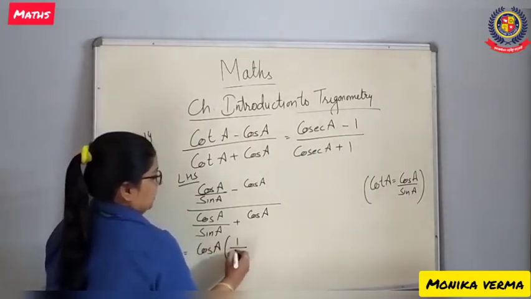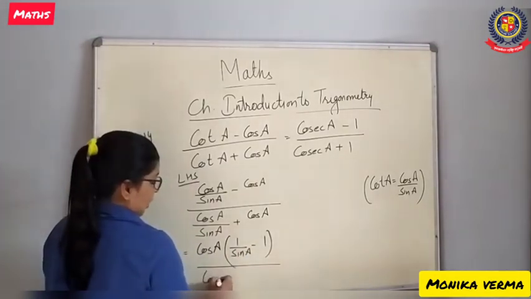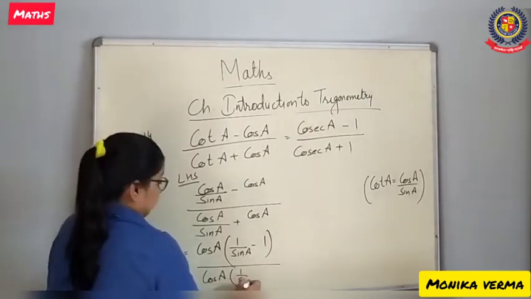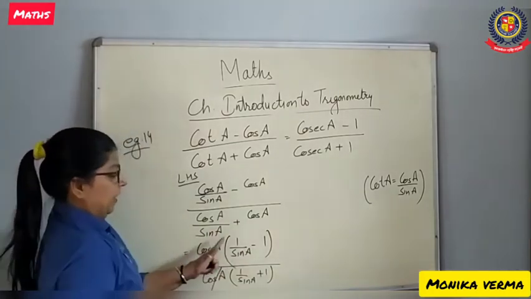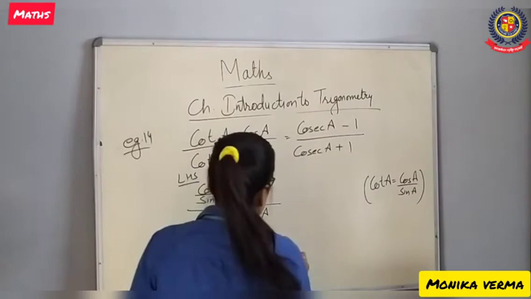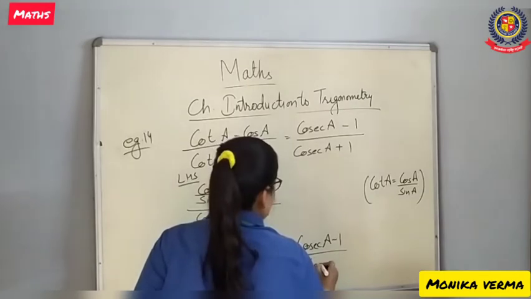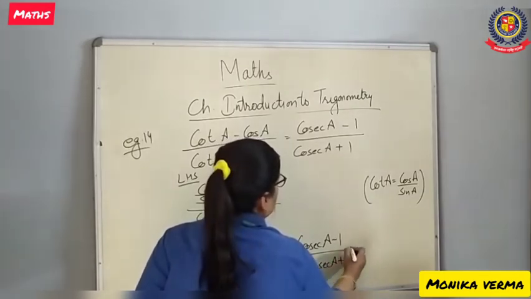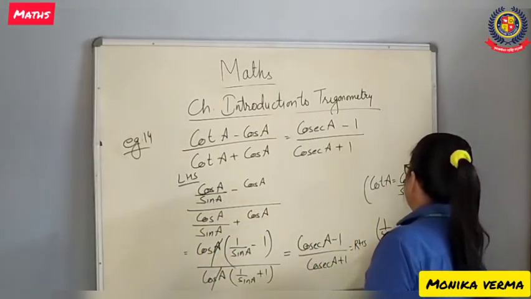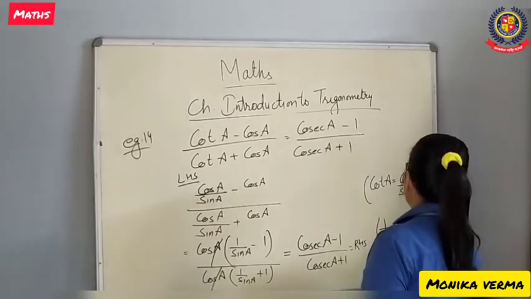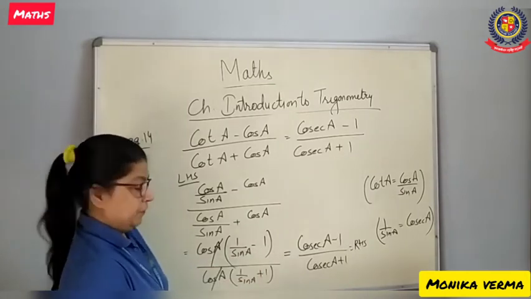Cos A times 1 upon sin A minus 1, upon cos A times 1 upon sin A plus 1. Cos A and cos A will cancel and 1 upon sin A is cosec A. Cosec A minus 1 upon cosec A plus 1 is equal to RHS. And what have we used here? 1 upon sin A is equal to cosec A. Am I clear? This way we have to prove.